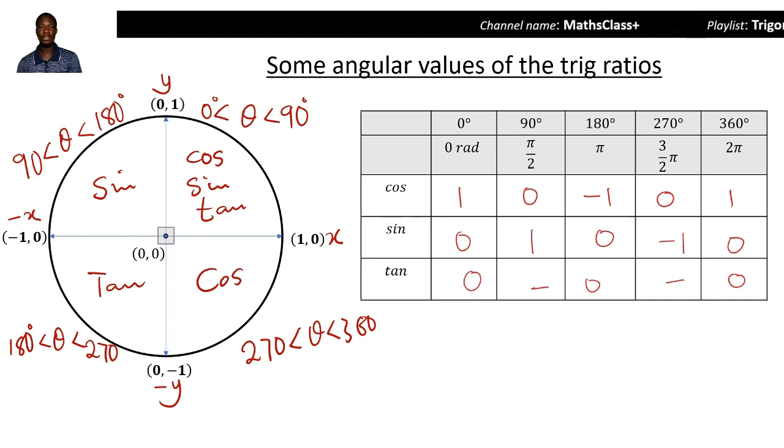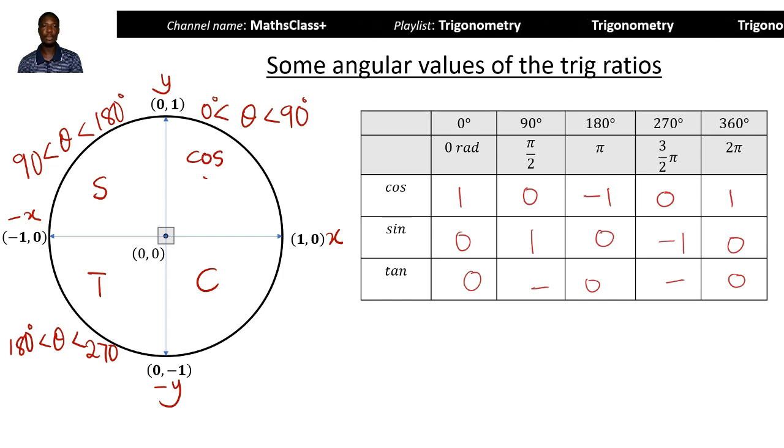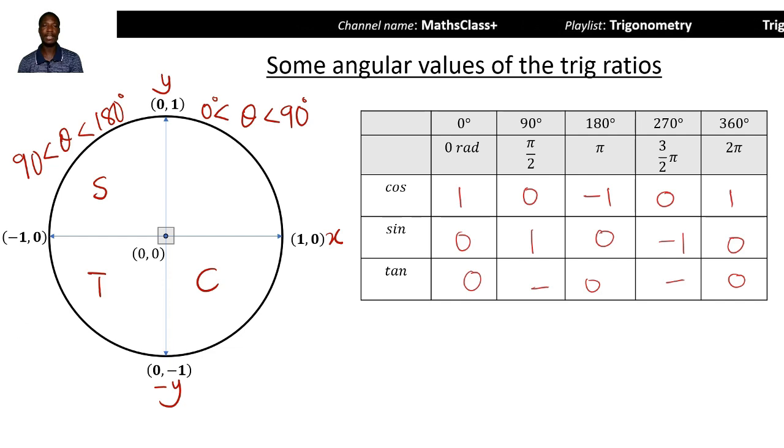Okay, so this is it. In the first quadrant, all the three ratios are positive. In the second quadrant, sine is positive. In the third quadrant, tan is positive, and then in the fourth quadrant, cosine is positive. There is a way to remember this easily, and that is we use their first letters to write a mnemonic called CAST.